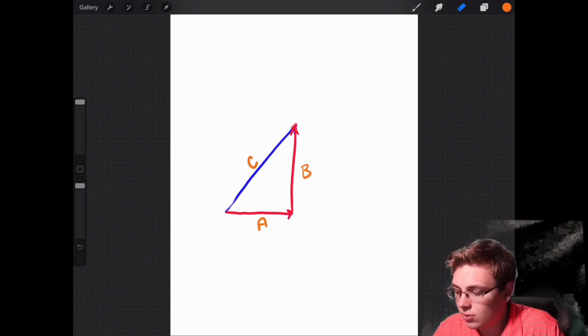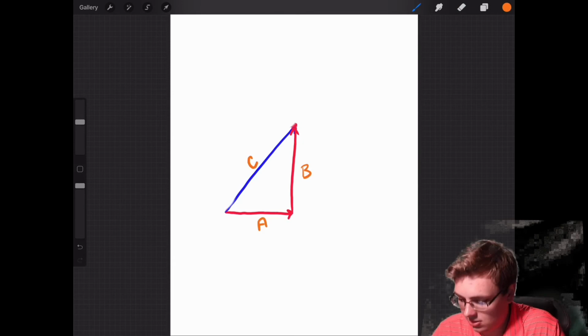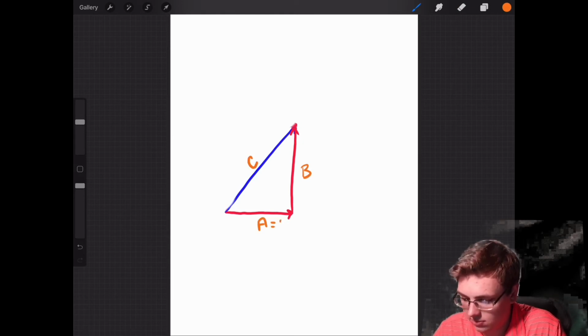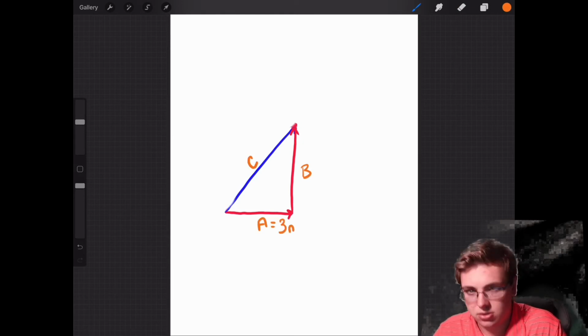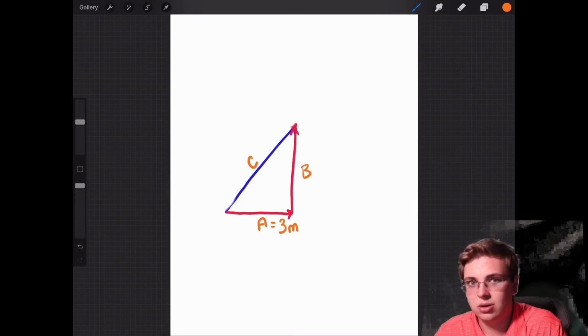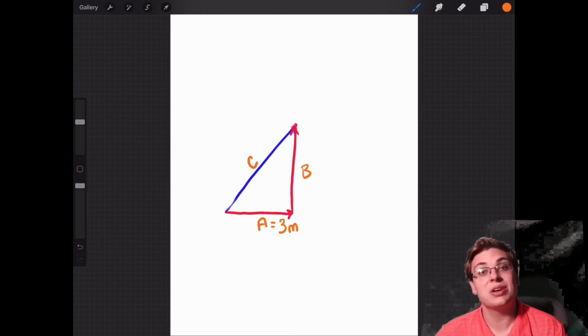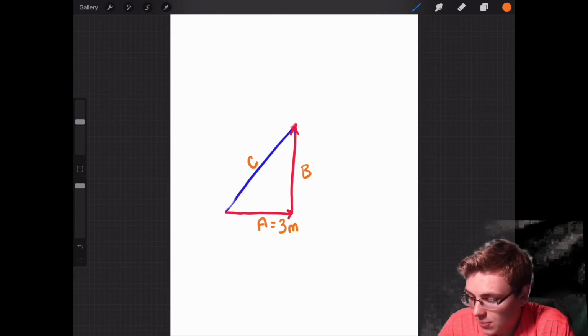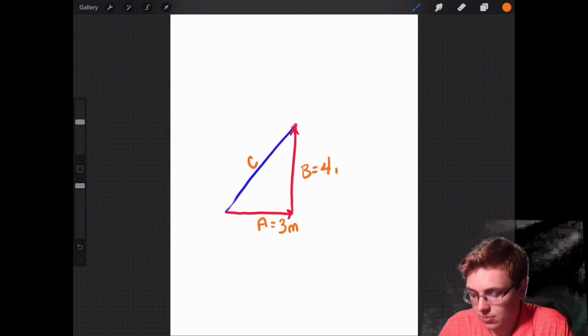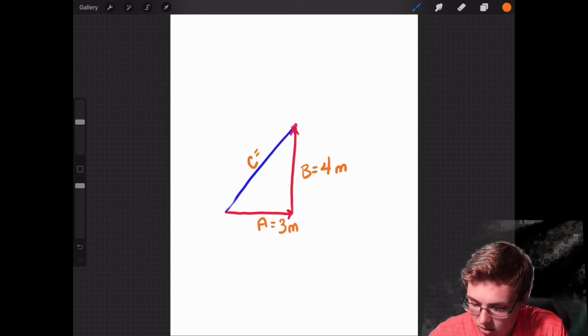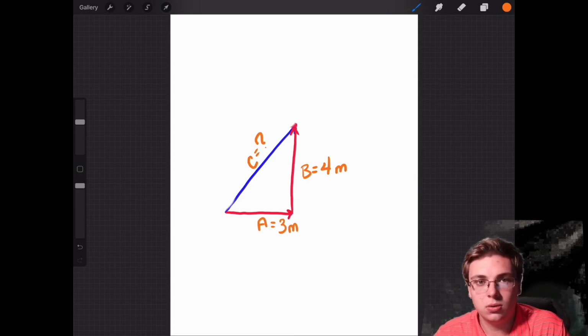Now let's just give a random value. Let's say a equals 3. And this is 3 meters. I'll just say meters, given it a unit, because in physics we want to make sure we have units. It's not just math class. Let's say b equals 4 meters. Now I'm asking you, what does c equal?